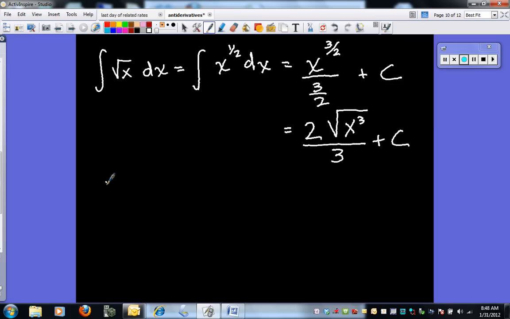Let's try another one. 1 over x cubed dx.